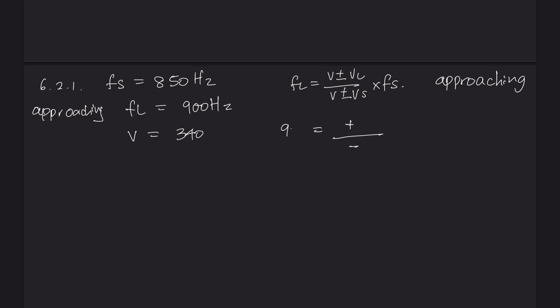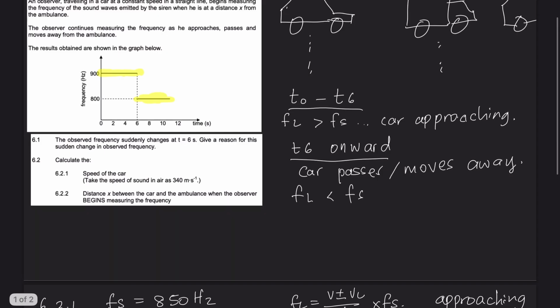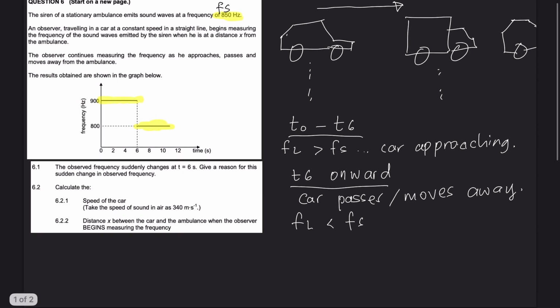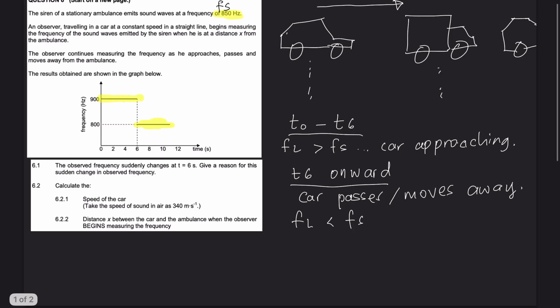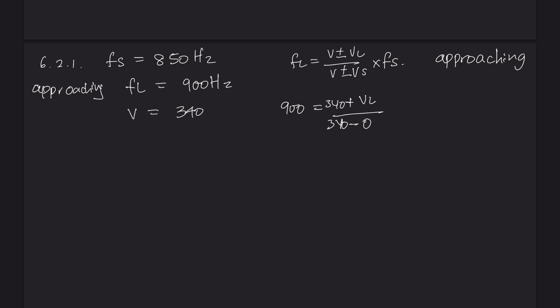Now let's substitute. FL is 900, V is 340, then VL is, the listener is actually moving, so we want to work out VL, and the source is stationary. Let's make sure. Siren, distance X from the stationary ambulance, correct. So source is stationary, and then multiplied by 850. So now we only have one unknown, which is VL, which is what we want, and we can solve. And when we solve for VL, we'll get VL equals 20 meters per second. Okay.